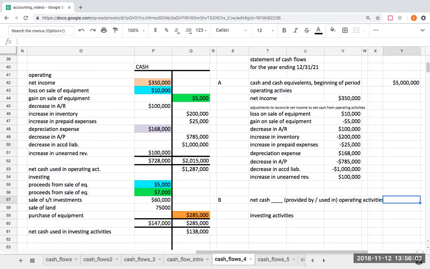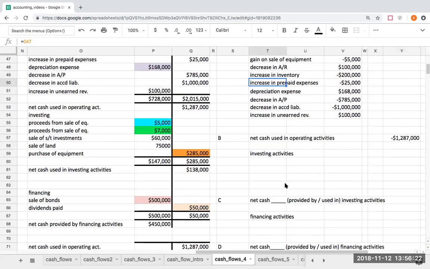So when I add all these up, I should be getting a negative $1,287,000, which I do. So I'm going to call this net cash used in operating activities, $1,287,000. Okay. We're now going to do the same thing for investing activities. Proceeds from the sale of equipment. And for my class, I want you to show each of these separately. You cannot combine them together.